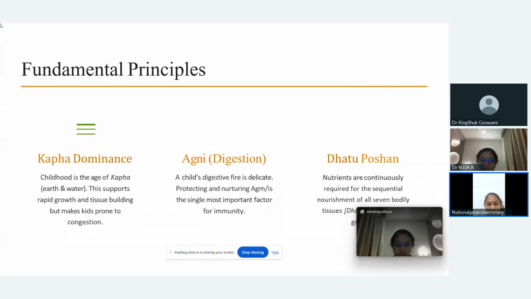Ma'am, one of the participants has asked whether there is any mantra they can chant for good vibes, before, during, and after the pregnancy, for easy delivery, easy growth of the child, and mental peace. Is there any mantra given in the Ayurveda system?